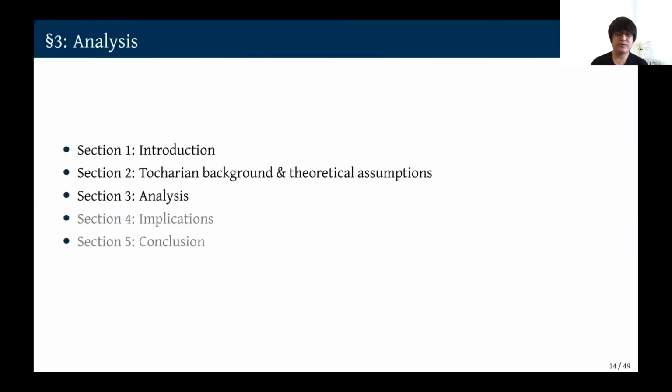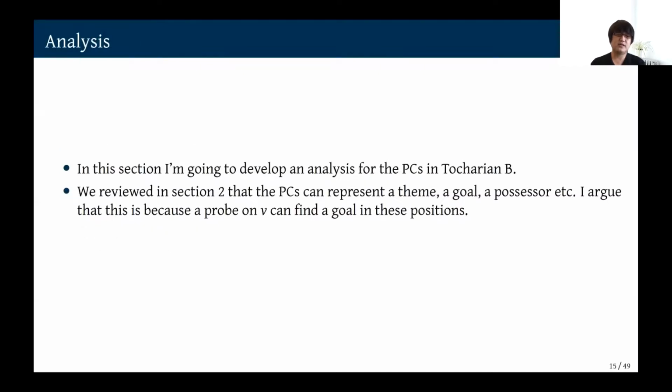So moving on to my analysis. In this section, I'm going to develop an analysis for the pronominal clitics in Tocharian B. We reviewed in the previous section that the PCs can represent a theme or goal, a possessor, and so on. I argued that this is because a probe, small v, can find a goal in these positions.